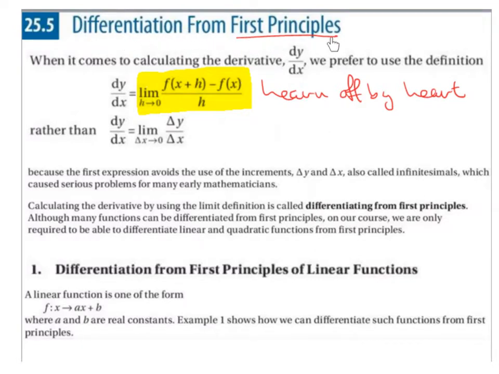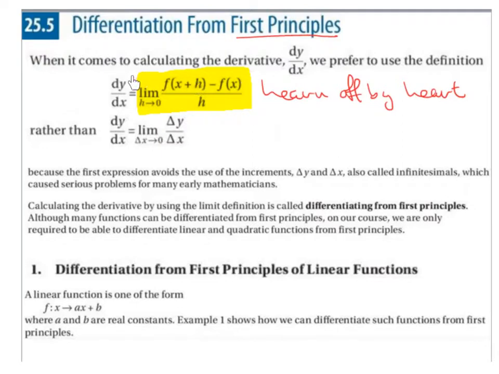Differentiation from first principles. When it comes to calculating the derivative dy/dx, we prefer to use the definition dy/dx equals the limit of (f(x+h) minus f(x)) over h as h approaches 0, rather than dy/dx equals the limit of delta y over delta x as delta x approaches 0. So this is the formula for differentiation from first principles, and you should learn this off by heart. It's not in the formula book.